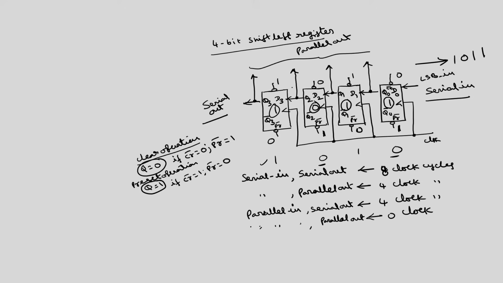Once you feed this, if you read from Q3, Q2, Q1, Q0, whatever you have fed, 1 0 1 0, will be available here. The register can perform 4 operations: serial in, serial out; serial in, parallel out; parallel in, serial out; and parallel in, parallel out. Okay. This is about shift left and shift right registers and with parallel load.